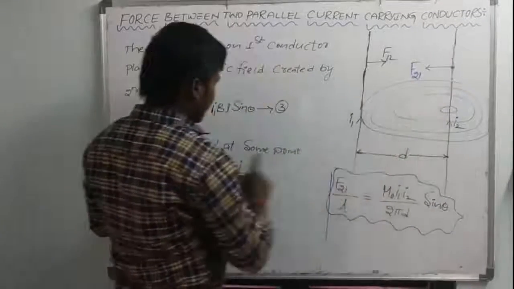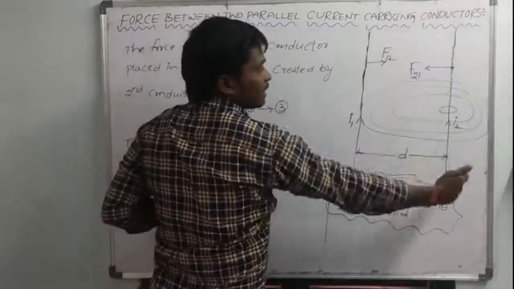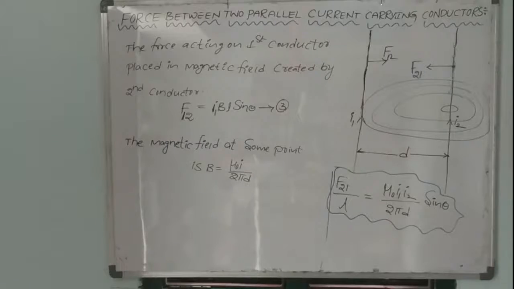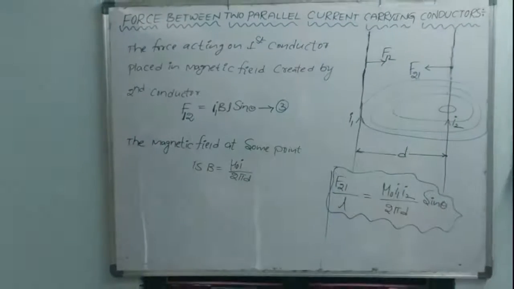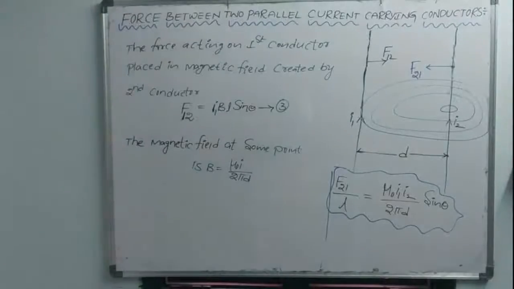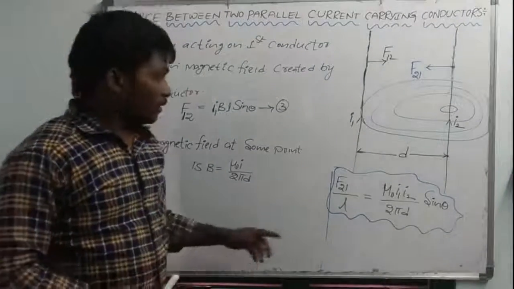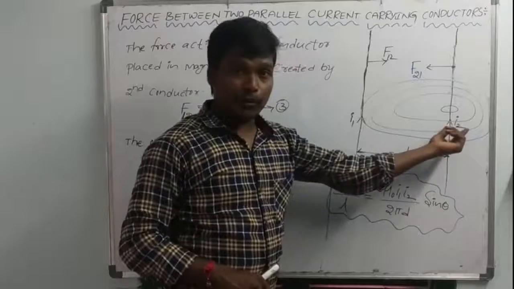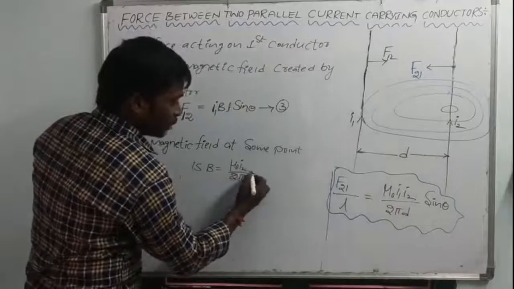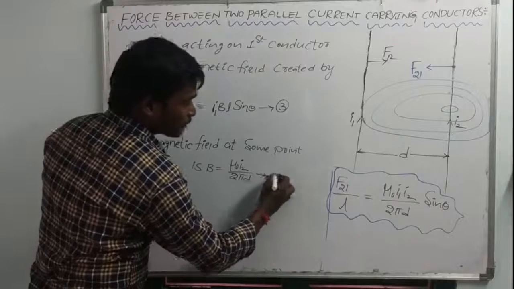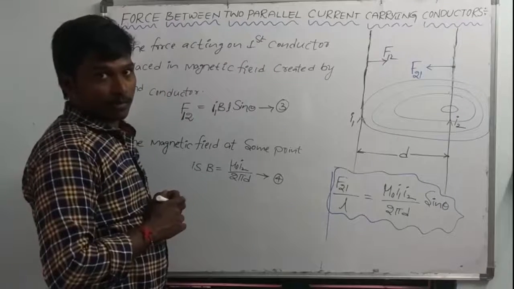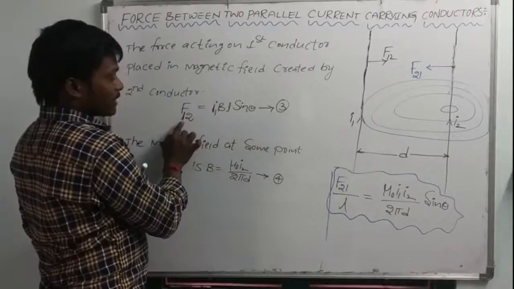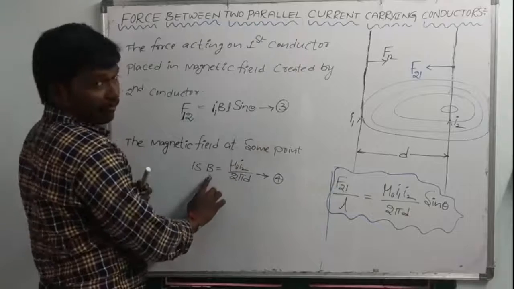Here, who is creating this magnetic field? The second conductor. What is the current flowing in this second conductor? I2. So in place of I, I am writing I2. Give equation number 4. Okay, so this is equation 3, the force acting on the first conductor due to the second one, and equation 4 is the magnetic field at some point.